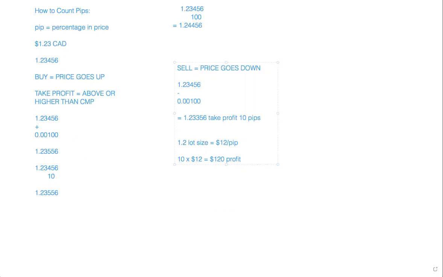Now, one thing that I wanted to talk about is that not all pairs work exactly like that, and it's good to be aware of them beforehand. So all pairs that are the Japanese yen, their pips work a little bit differently. When you see a pair from Japan, instead of having 5 numbers behind the decimal, it only has 3 numbers behind the decimal. So it might look something like this, 117.406. This is what a Japanese pair might look like.